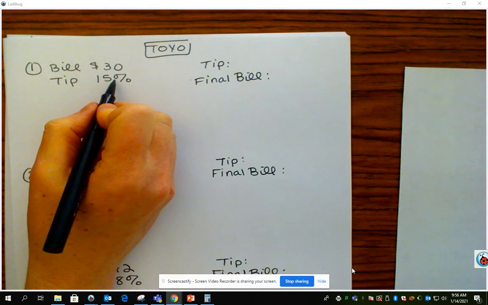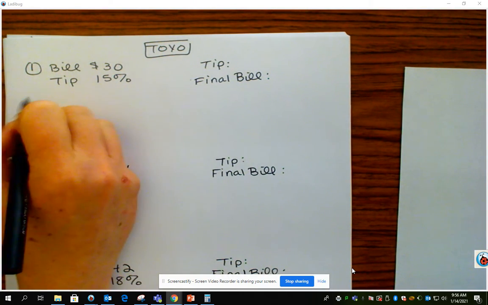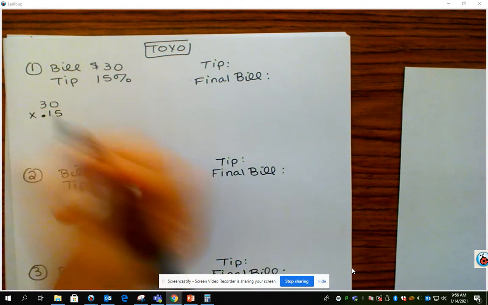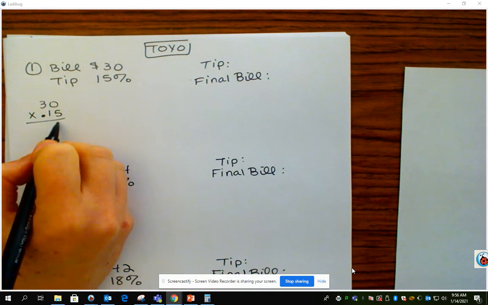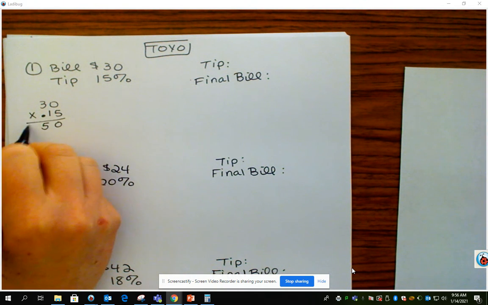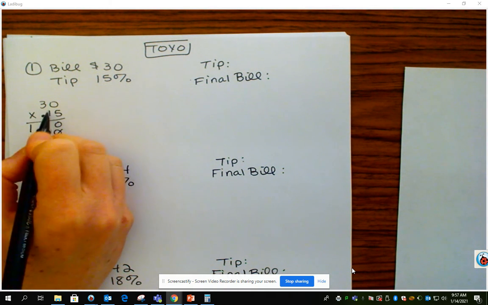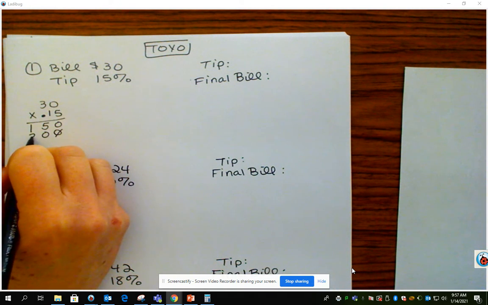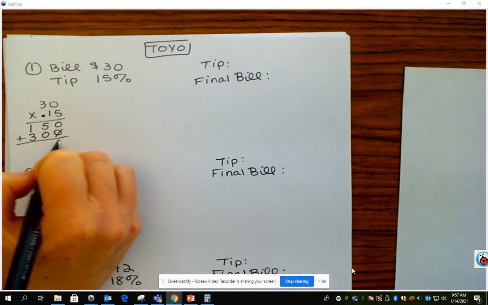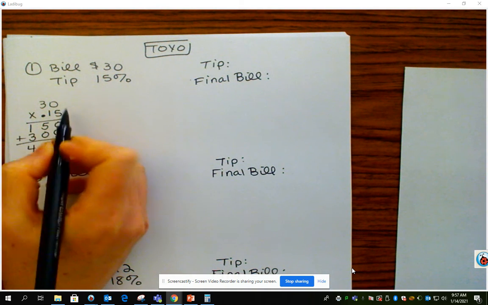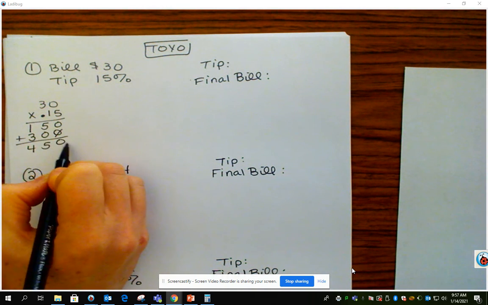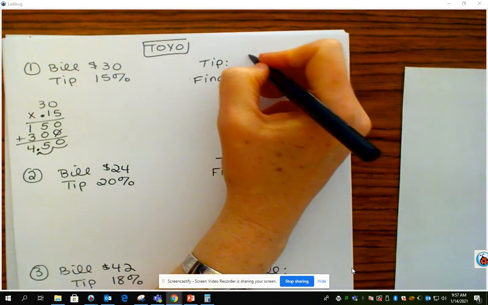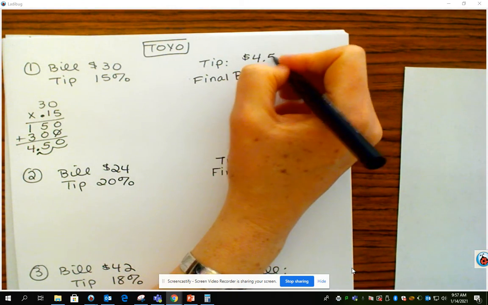So remember, rewrite this as a decimal. So this would be 30 times 0.15. 5 times 0 is 0. 3 times 5 is 15. Placeholder and do it again. 1 times 0 is 0. 1 times 3 is 3. Add them up and move your decimal 2 places. Okay, so that is our tip, is $4.50.